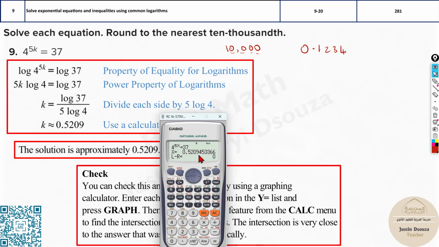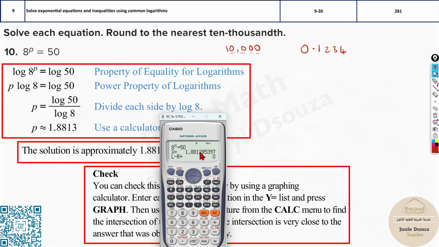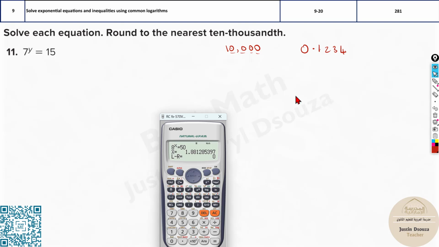And that's the answer. Now rounding off to 4 digits, it's 5209. And this is it. They have just asked to solve the equation. You don't need to do the check and everything. Even over here, directly a to the power x equals 50. Shift and solve, and then equal to, here you go, that's the answer. Round it off to the nearest 10,000. That means 128 becomes 13.